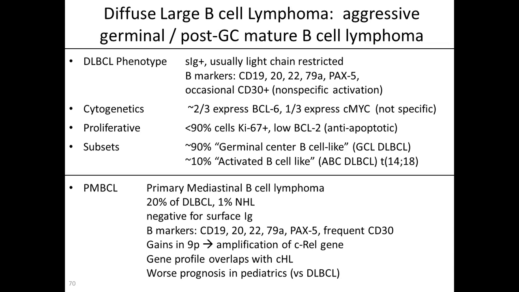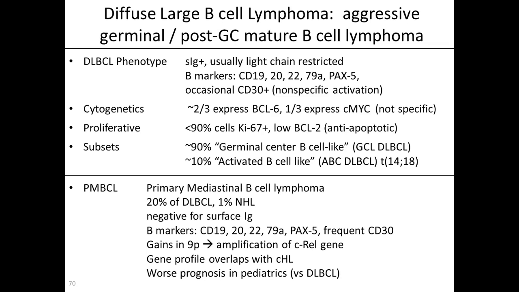Two major subsets of diffuse large B-cell are the germinal center B-cell-like, or GCB, and that's about 90% in kids. Only about 10% are activated B-cell-like. That's predominantly the adult form, and it has the t(14;18). The way I try to remember it is adults already know their ABCs, so they have the ABC type.